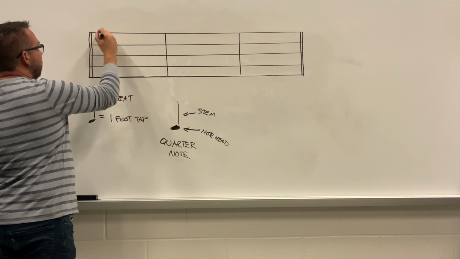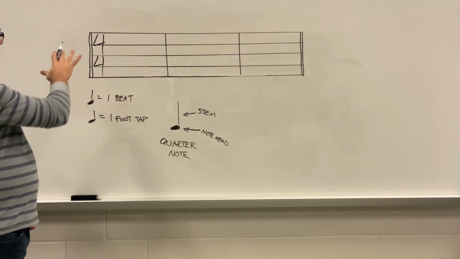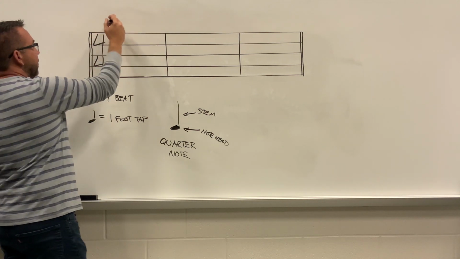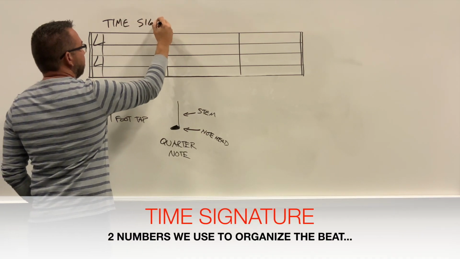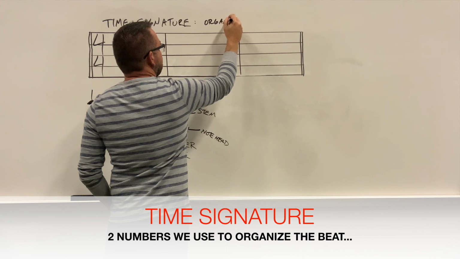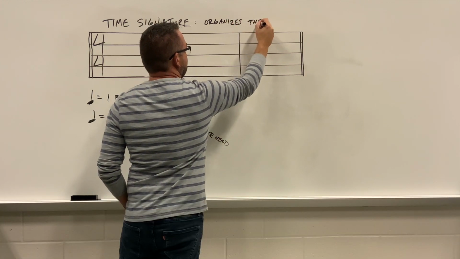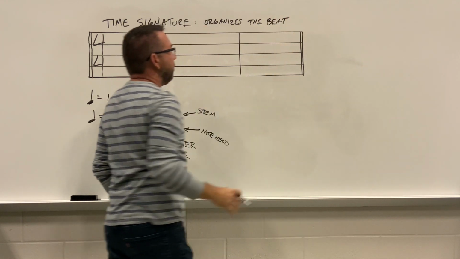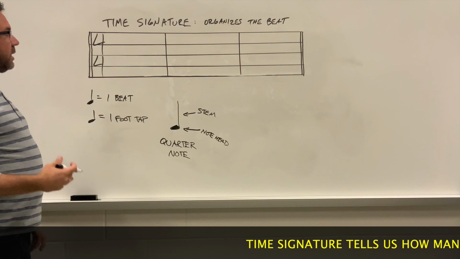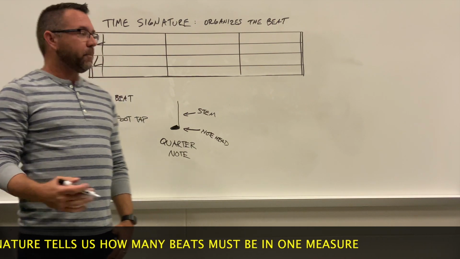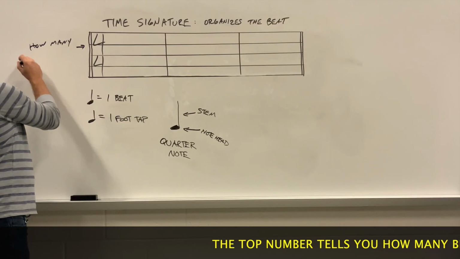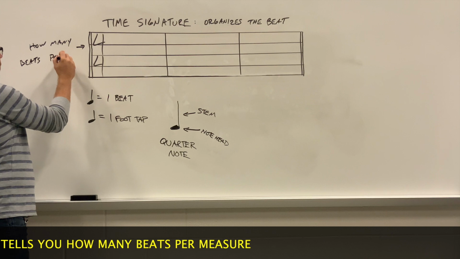Well, in music, we have some numbers that go at the beginning of a line, and those numbers tell us how we're allowed to organize the beat. And the name of these numbers is the time signature. And the time signature organizes the beat. And that's important because today we're talking about music is organized sound. And so the time signature organizes the beat because it tells us how many beats have to be in one measure. So this top number here tells you how many beats per measure.